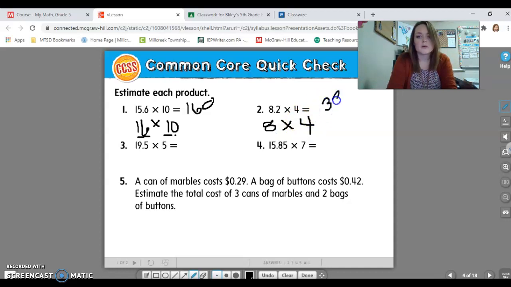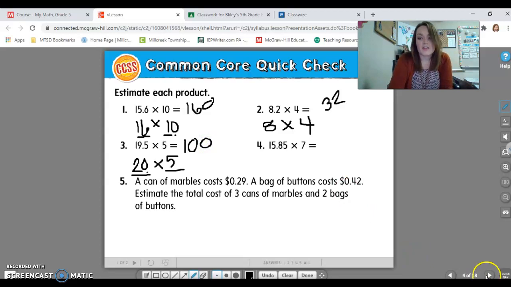Let's try one more. Number 3, we have 19 and 5 tenths times 5. Is 19 and 5 tenths closer to 20 or 19? Remember, 5 and up, we bump it up. We're going to do 20 times 5. We can count by 20s, or we can multiply our 2 and our 5 together. 2 times 5 is 10. How many zeros do I have? 1. I can put a 0 at the end.